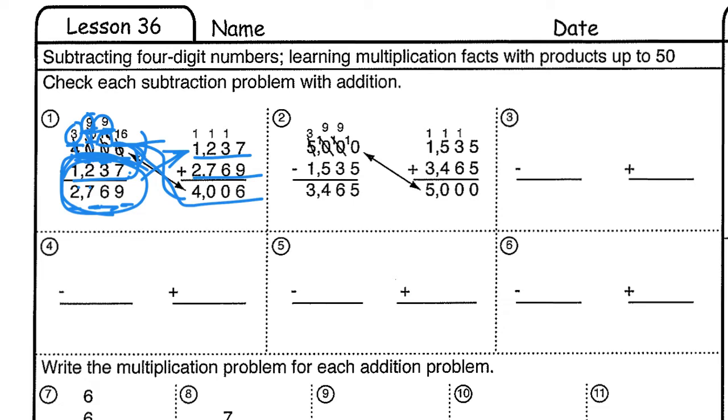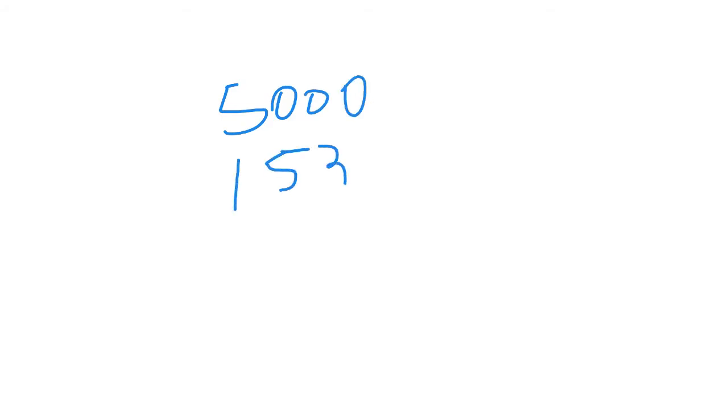All right, I'm going to do this next problem on a blank page so that we don't have to deal with all this mess, because this is just not a good way to do it. So the problem is 5,000 minus 1,535. All right. How could we do this without having to regroup, all that?